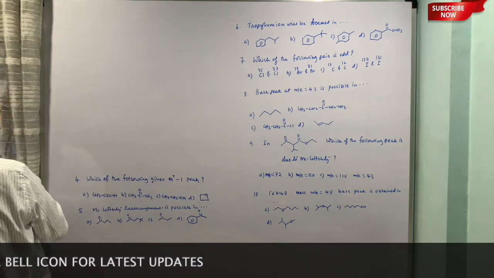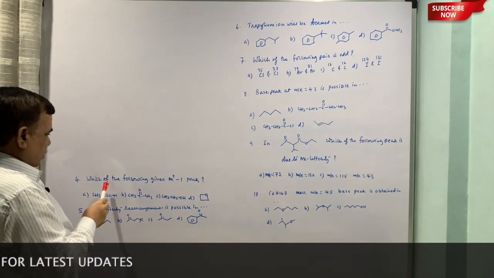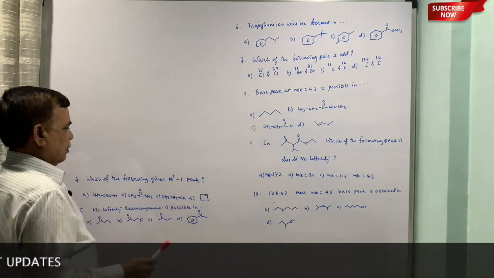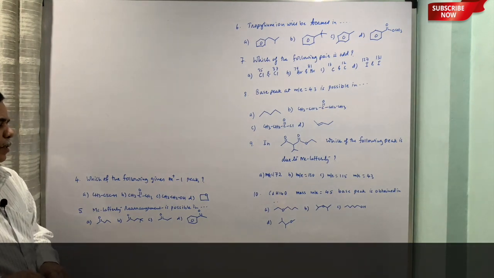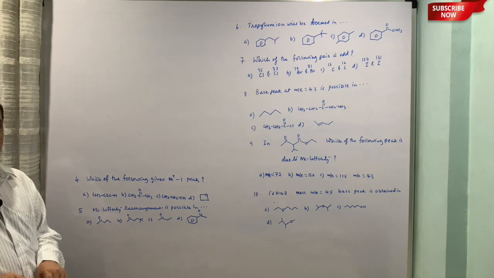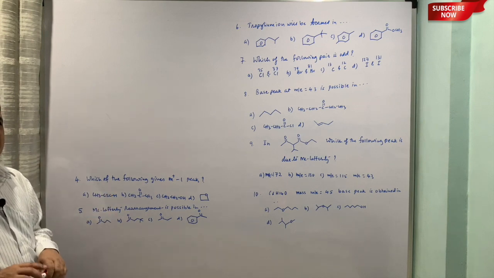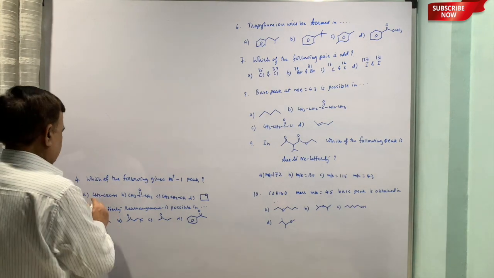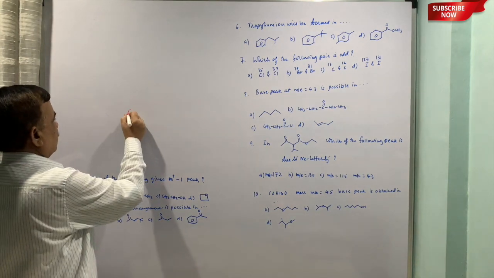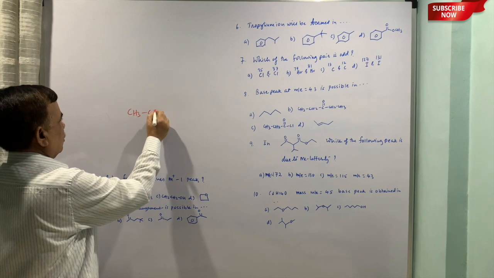Next one is, which of the following gives M plus minus 1 peak? Now there are only two compounds which can give prominent M plus minus 1 peak. One is terminal alkyne and second is aldehyde. So you have to keep in mind. So this is the correct thing.